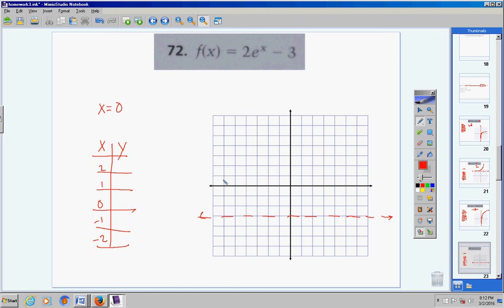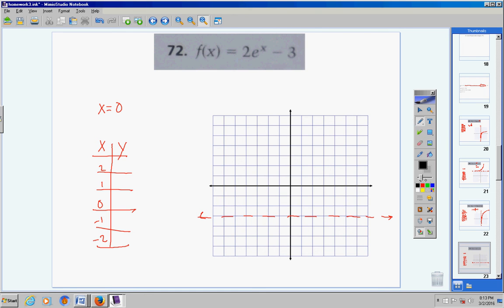And by the way, if there's no number here, if the problem is just f of x equals 2 to the x power, then the asymptote would be at 0. You could put a plus 0 right there, or a minus 0, okay? There will always be a horizontal asymptote when you're graphing exponential functions.